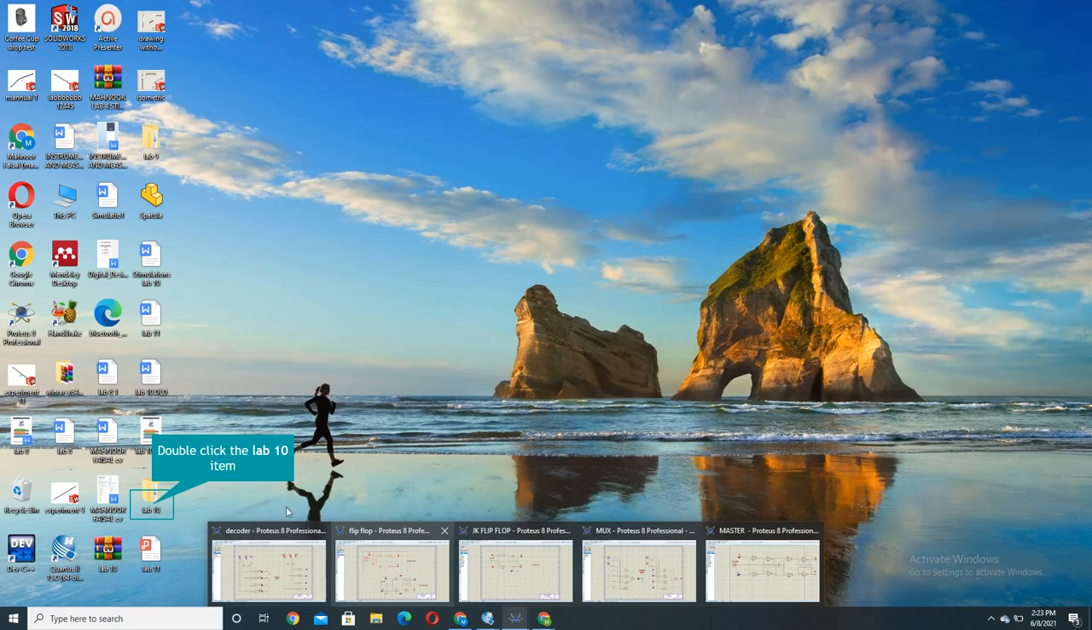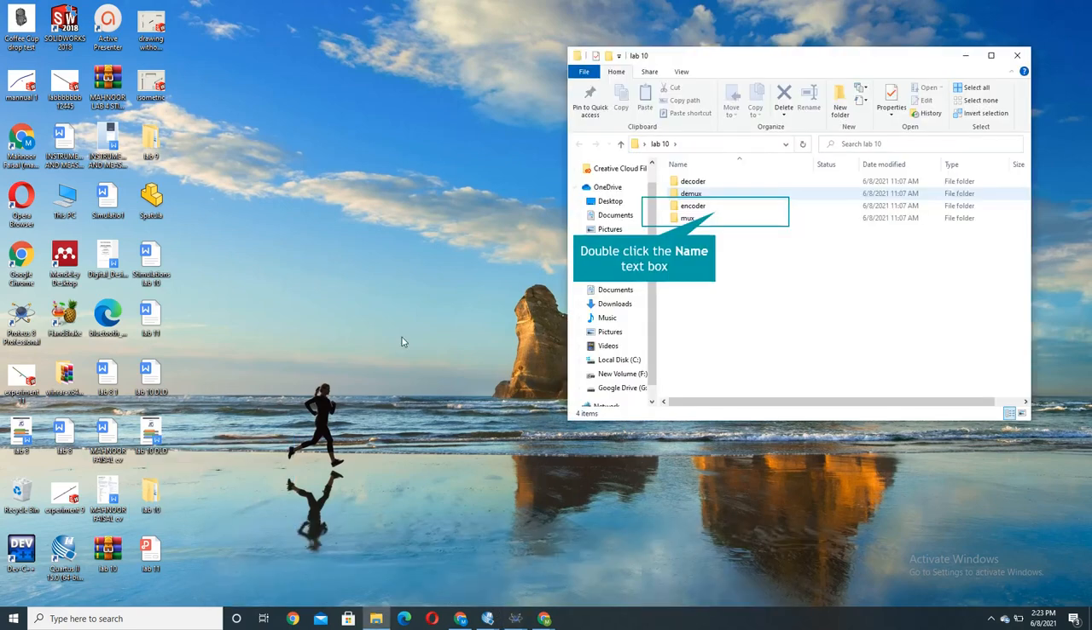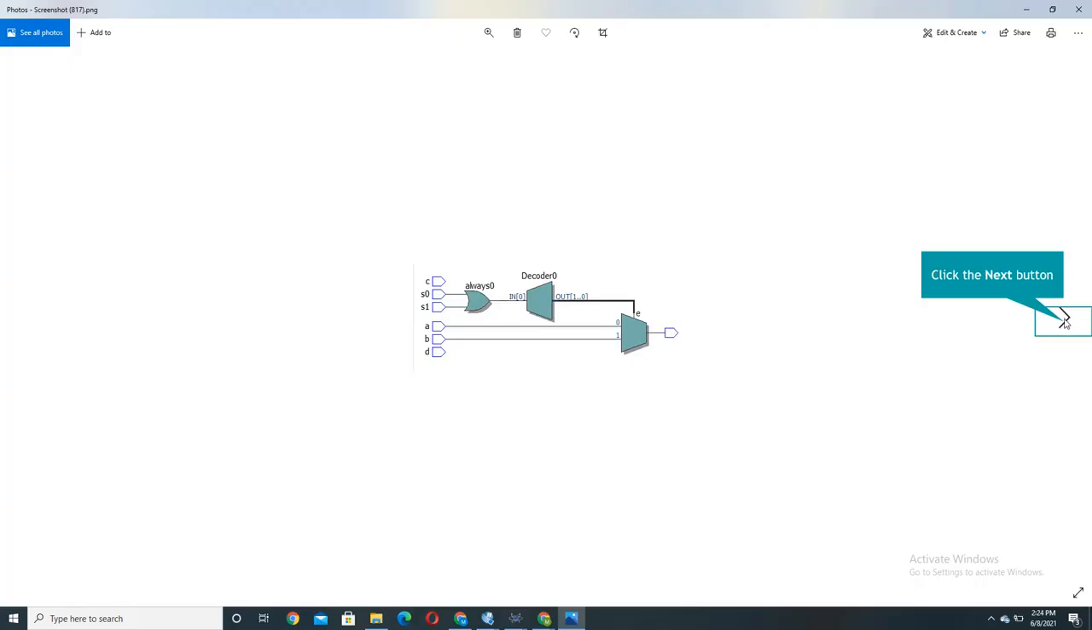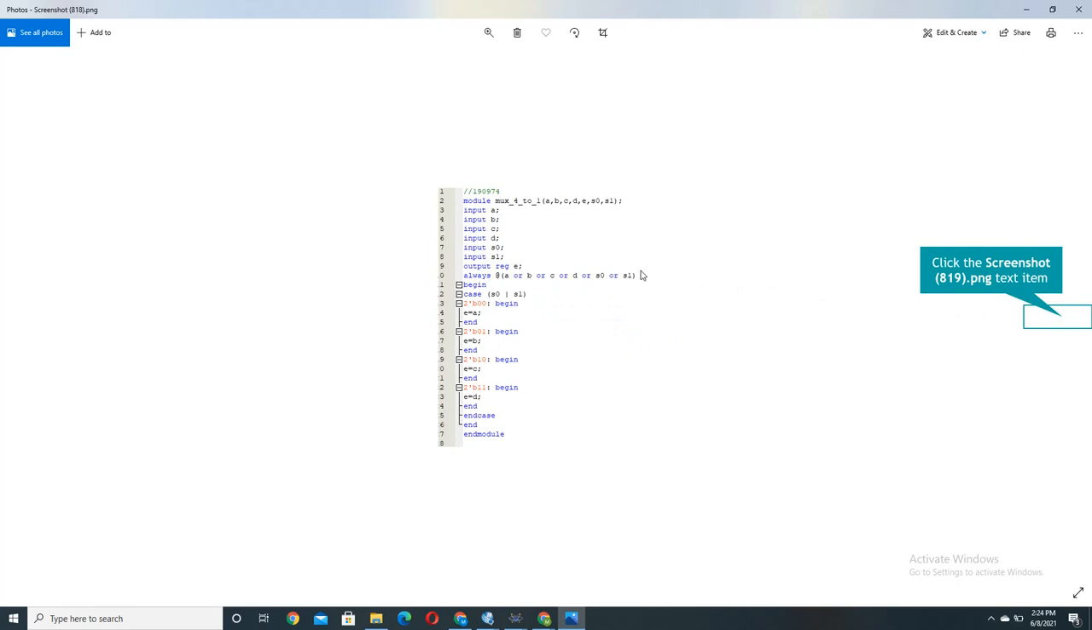After the encoder and decoder, we can also go to the Cortex circuit, then the mux. This would be the mux. This was our mux circuit. This is the Proteus RTL view, and this is our code. In this code, we have simply typed input A, input B, input C, input D, and output, with S0 and S1. That is our selection lines.